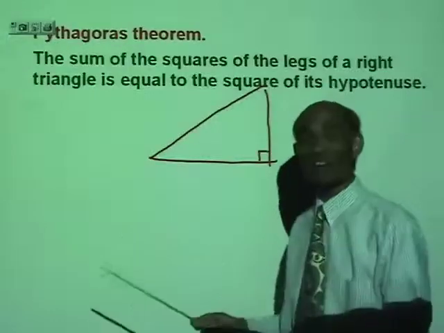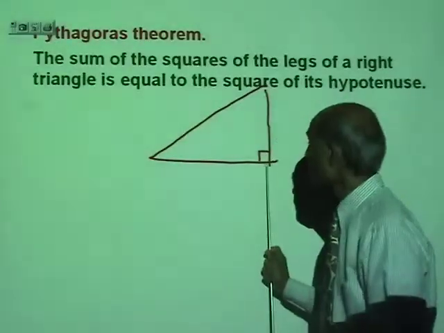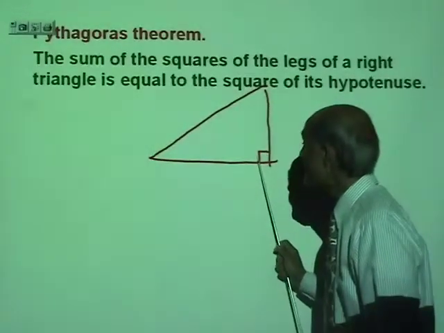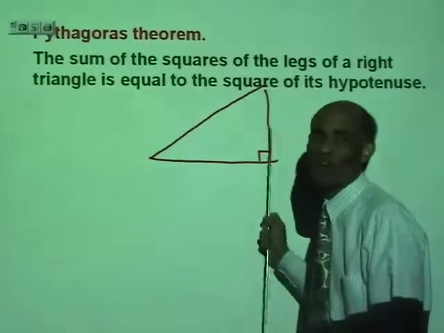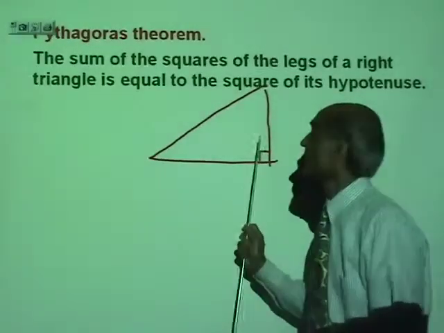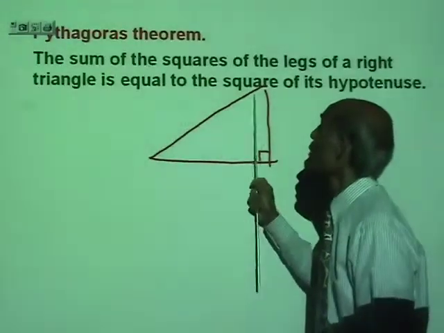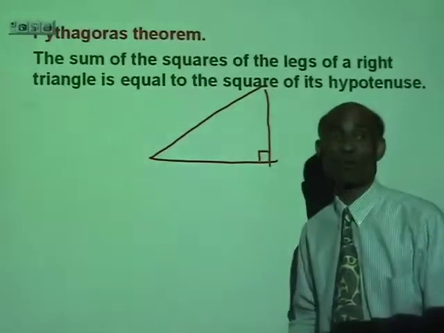Now, what are the characteristics of a right triangle? You see, these two sides that make that right angle are called the legs of the right triangle. And the side opposite to the right angle is called the hypotenuse of the right triangle.